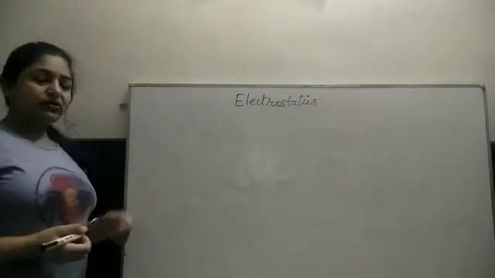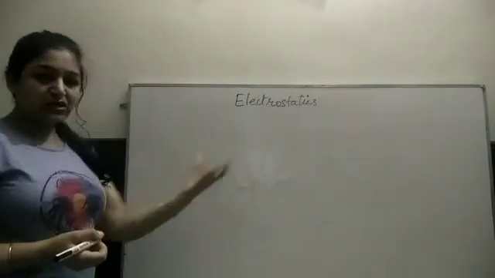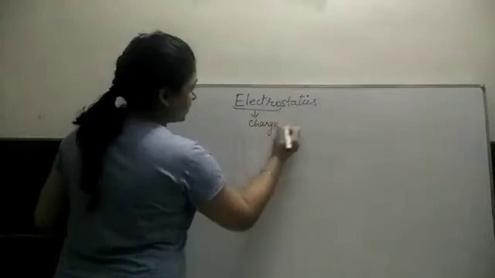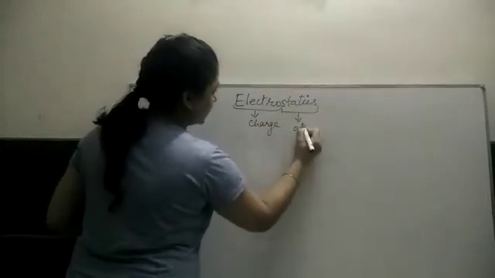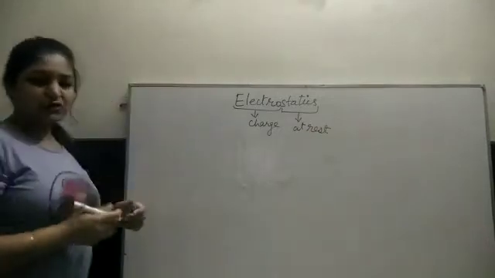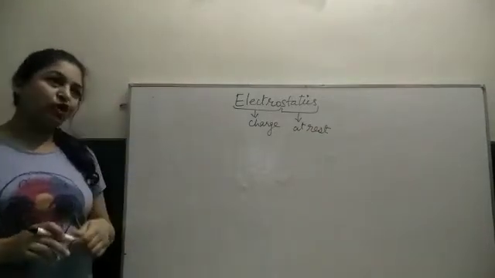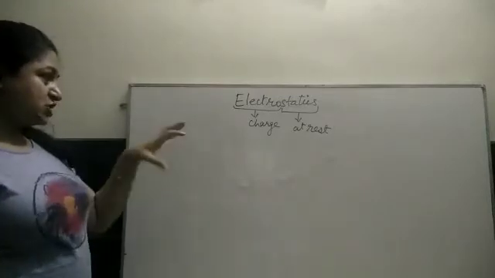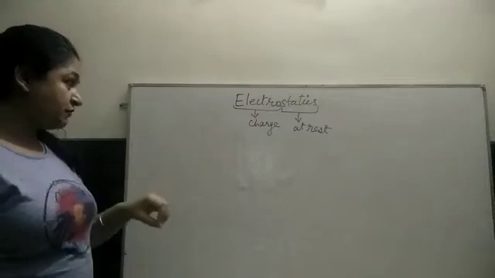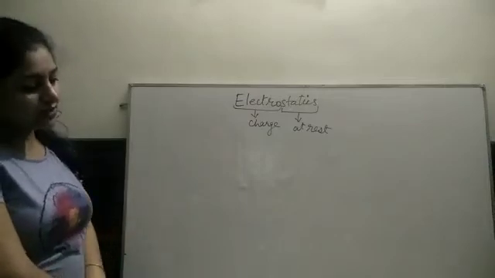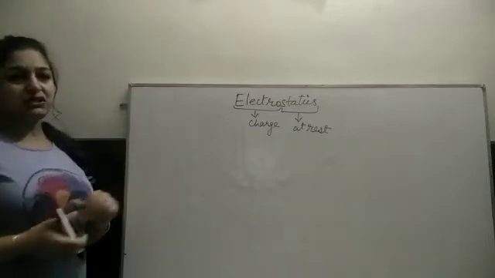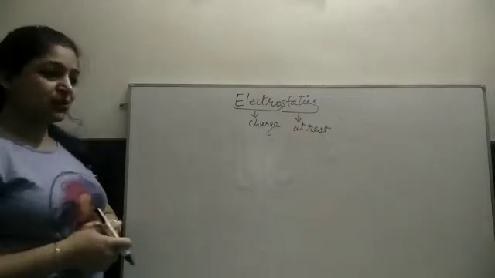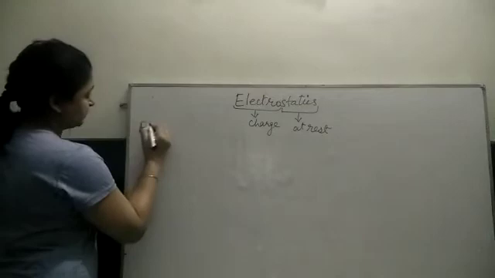As I have already told you, electrostatics consists of two parts: one is electro and second is statics. Electro here is regarding charge, and statics means at rest. So in this particular unit, we are going to discuss various properties of charges, and charges which are at rest. When the charges are at rest, what are the various properties related to them, we are going to discuss here. This unit of electrostatics consists of two chapters of your NCERT. First chapter is electric charges and fields. So we will start with this.